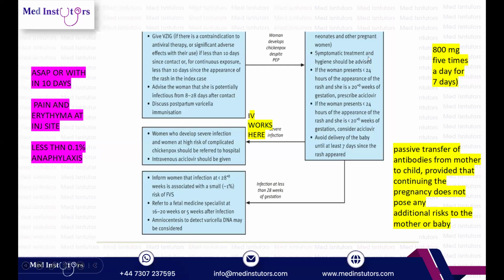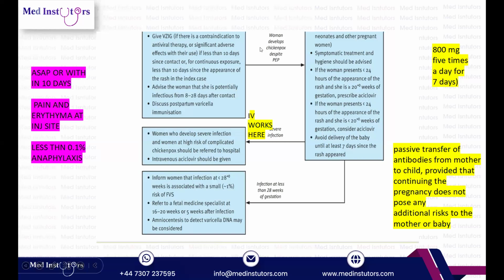Am I clear so far? Any question till now? So this was post-exposure prophylaxis, and this is once she has got clinical manifestation of chickenpox.